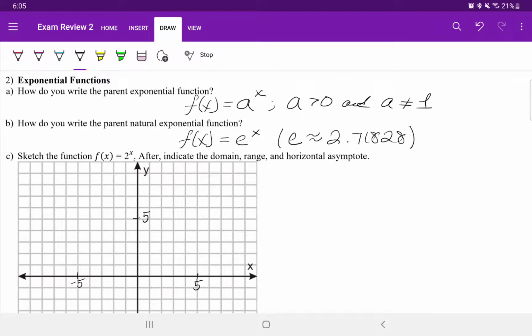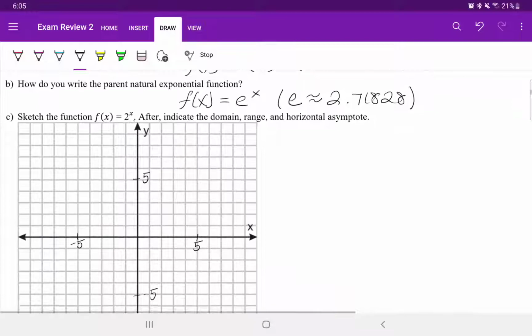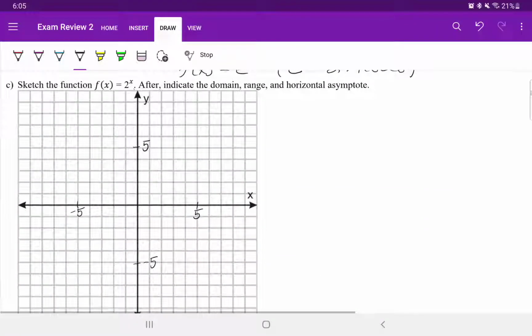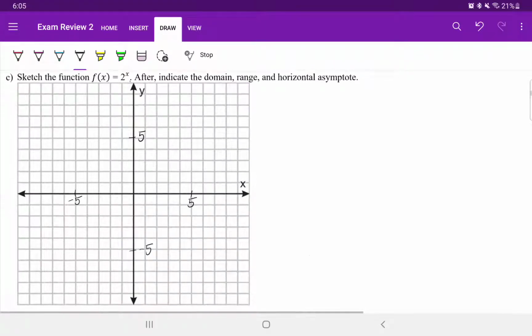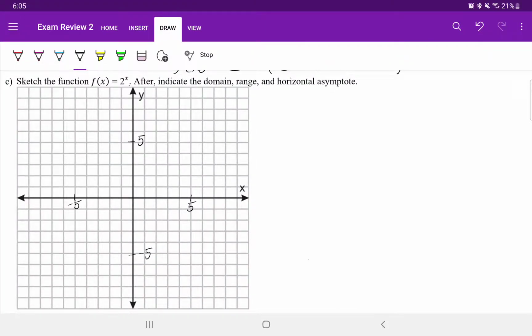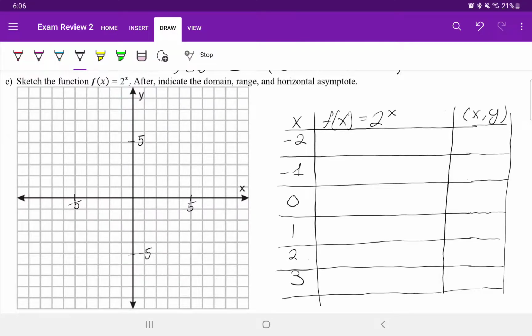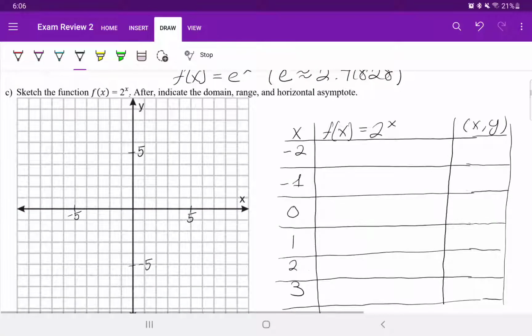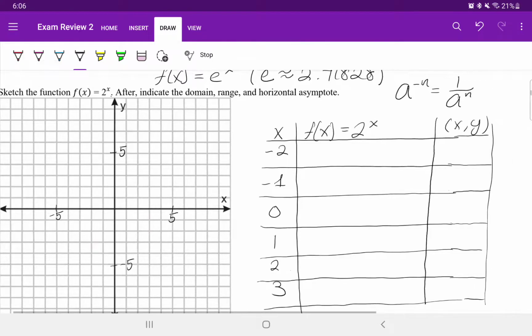Part C says, sketch the function f of x equals 2 to the power of x. After, include the domain, the range, and the horizontal asymptote. So we did this in class, but I'm going to do it again, and I'm going to create a table. Before I continue, I'm going to give you a law of exponents that you should know. That's the negative exponent rule, such that if you have a negative exponent in your numerator, to make the exponent positive, you reciprocate the term. And when you reciprocate the term, the exponent is positive. And the base cannot equal 0, because if it does, it makes it undefined.